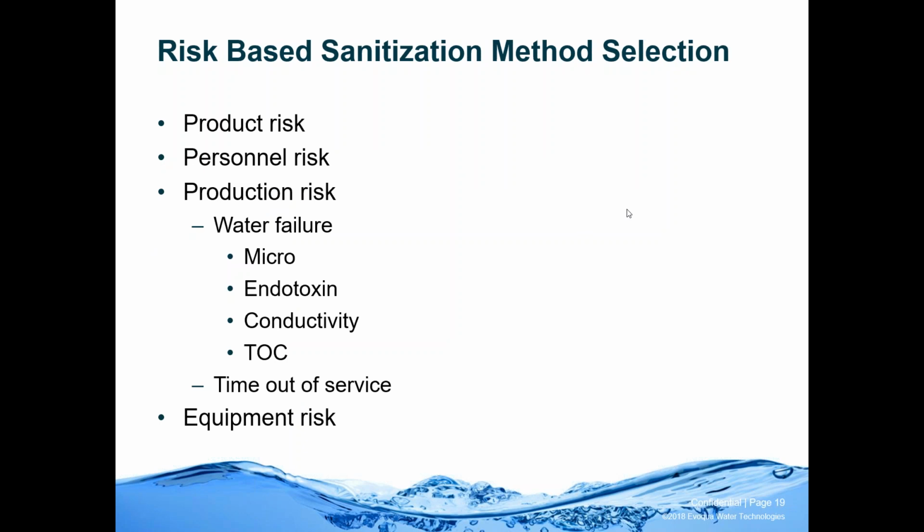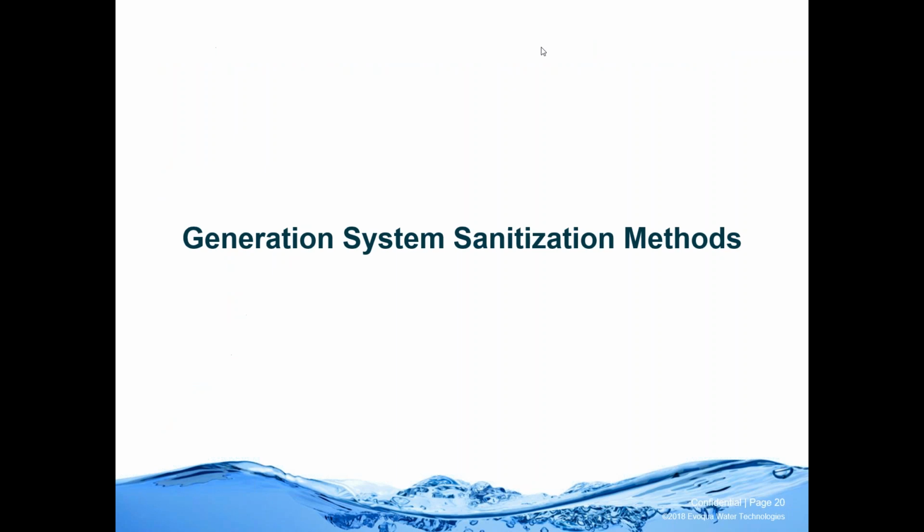So when you're doing your risk-based method selection, again, most important is the product. What is that risk? But also, all sanitizers have personnel risk. It could be hot water. It can be chemical. There's production risk, meaning if the water fails, you're out of production. And there's time out of service, even when everything goes right, to accomplish the sanitization. That's time out of service that may lead you one way or another. And there is certainly equipment risk. So media can fail ultimately. So you need to consider the implications for equipment.